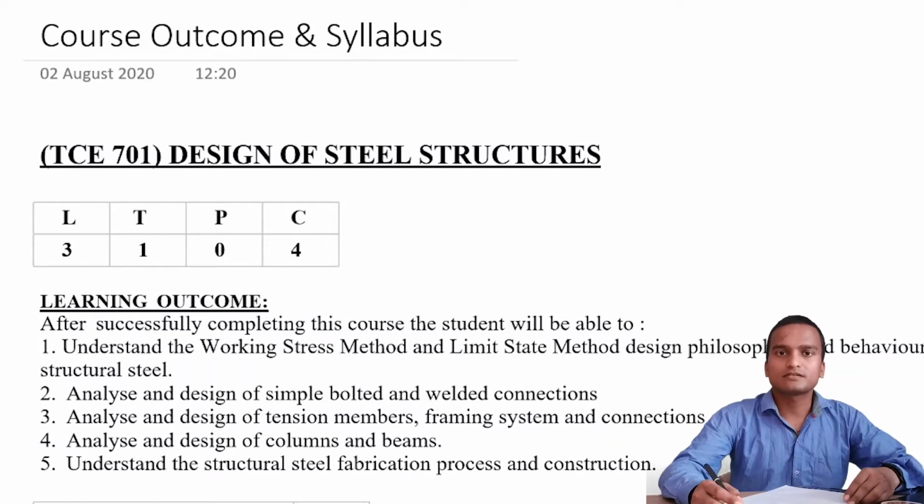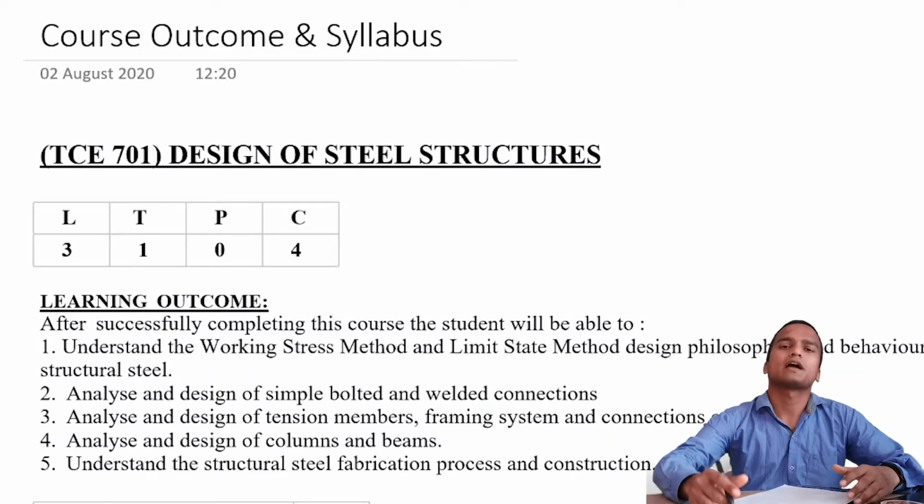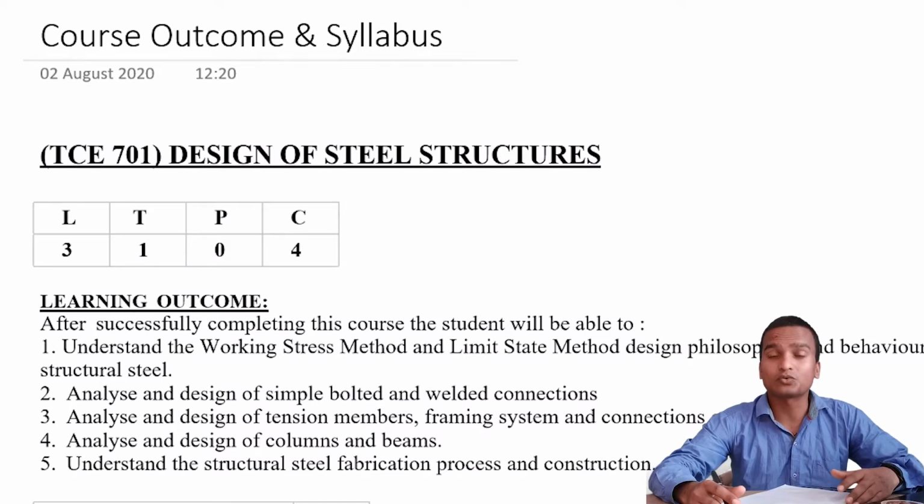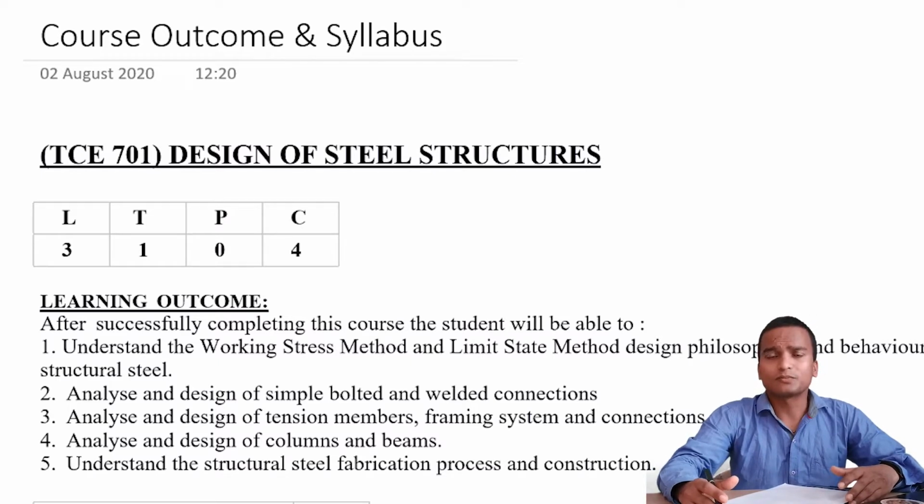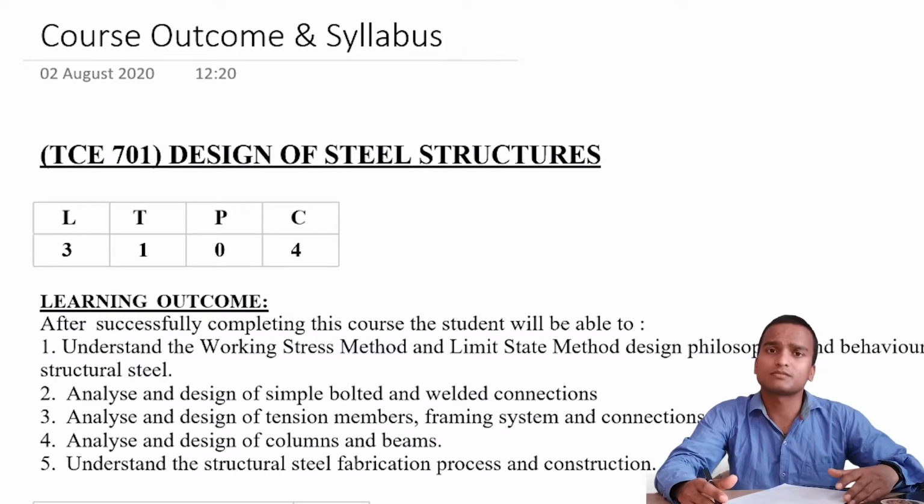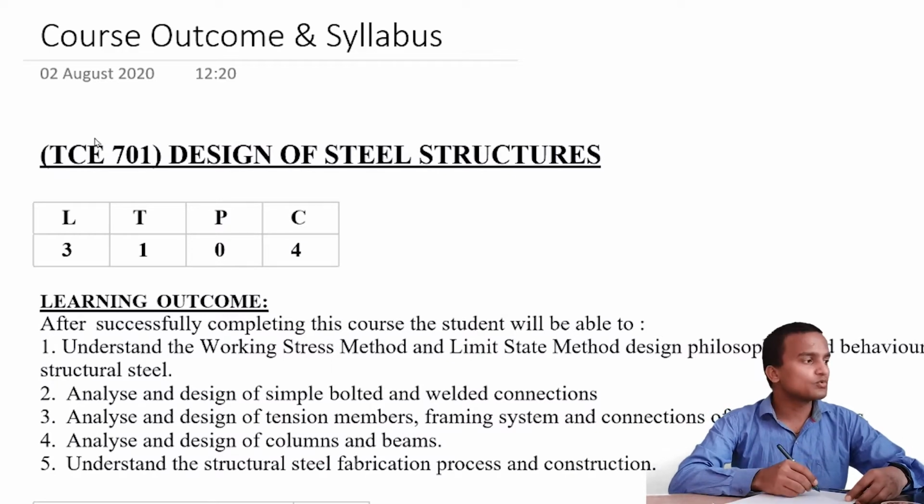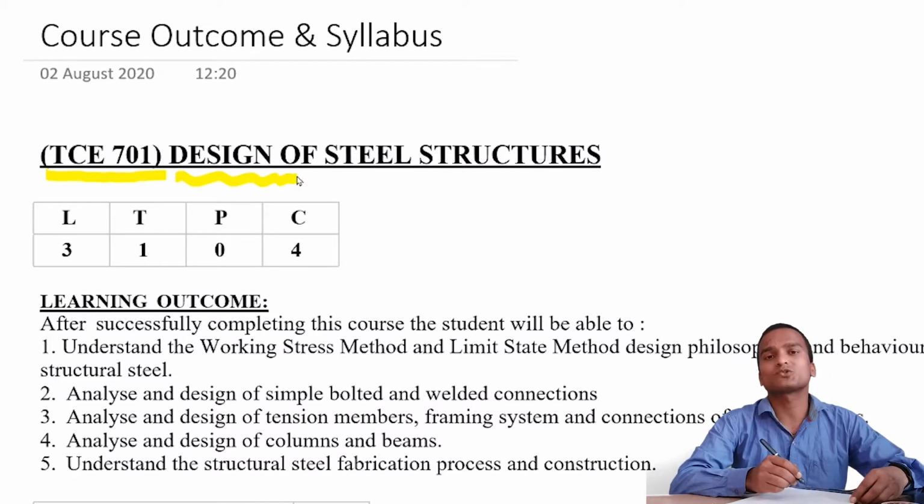You all in this next class of Design of Steel Structures, and today we will discuss the learning outcomes after the successful completion of the course and the entire syllabus of the course that we are going to look through in this semester. As I have told you, the code of the course is TC 701, in the 7th semester, and the course name is Design. It's a structural design course, not a structural analysis course. So design of what kind of structures? Steel structures.